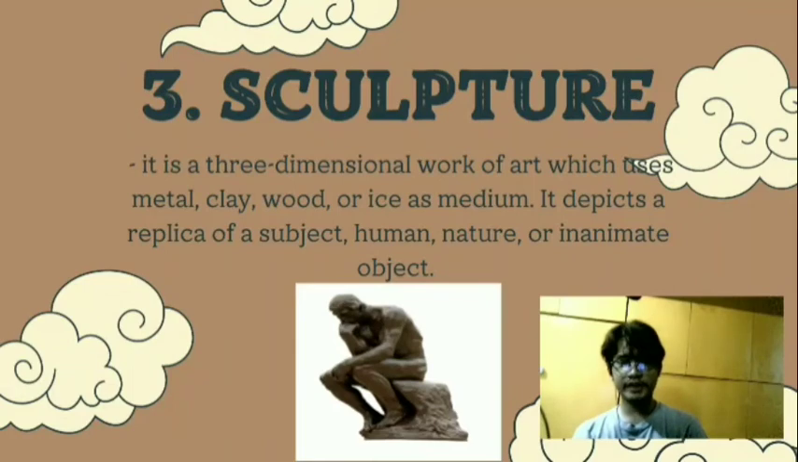The number three is sculpture. It is a three-dimensional work of art which uses metal, clay, wood, or ice as medium. The difference between painting and sculpture: painting is a two-dimensional work, while sculpture is a three-dimensional work. And it depicts a replica of a subject, human, nature, or inanimate object. For example, the Statue of Liberty that was created by Frederic Auguste Bartholdi in New York, USA.